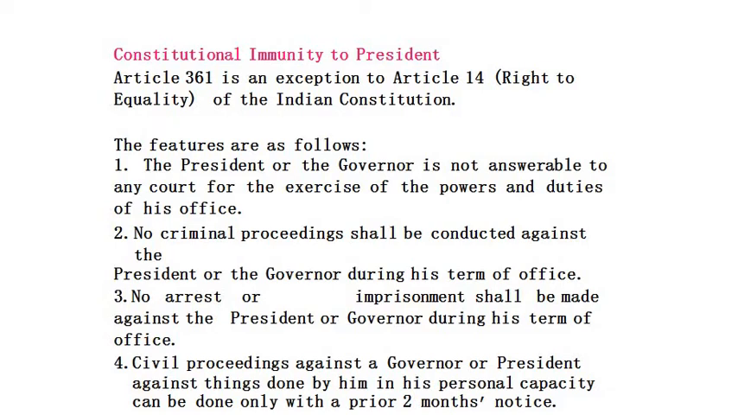No criminal proceedings shall be conducted against the president or the governor during his term of office. No arrest or imprisonment shall be made against the president or governor during his term of office. Civil proceedings against a governor or the president for things done by him in his personal capacity can be started only with a prior 2 months' notice. If anyone wants to go ahead with civil proceedings, 2 months' prior notice has to be given to the president or the governor.